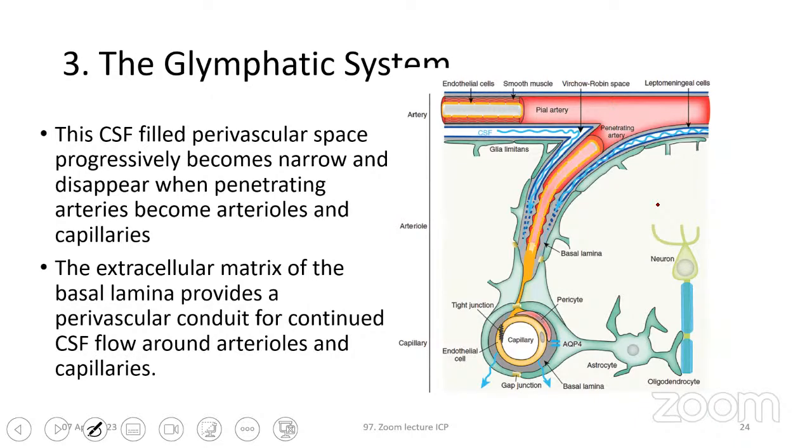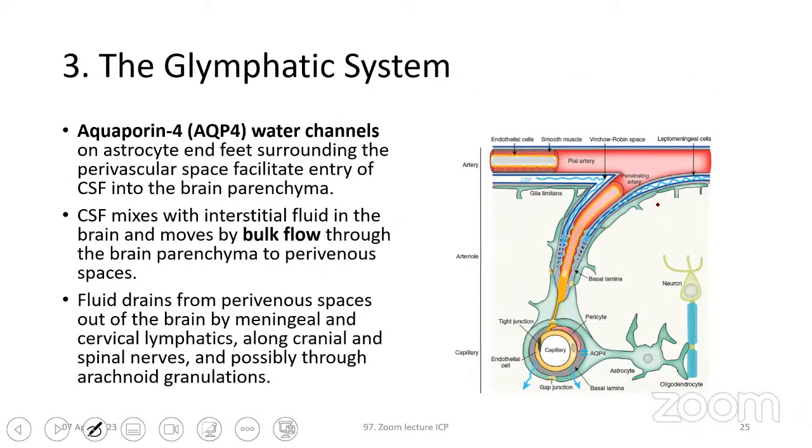The extracellular matrix of the basal lamina then provides a perivascular conduit for continued CSF flow around the arterioles and the capillaries. So aquaporin 4 water channels on astrocyte end feet surrounding the perivascular space facilitate entry of CSF into the brain parenchyma.